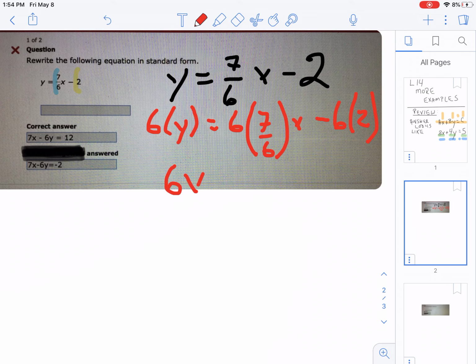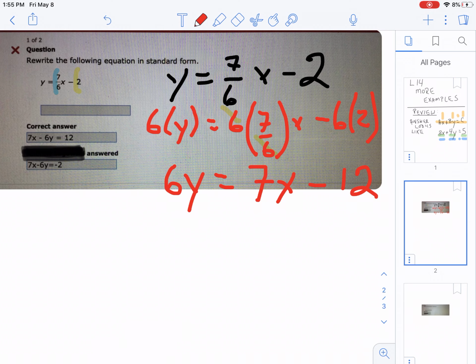Okay, we can multiply across. 6 times y is 6y. Now you can do this in 2 steps. You can say 6 times 7, which is 42, and then divide by 6 will give you 7. Or you can take a shortcut and say 6 divided by 6 is 1, and 1 times 7 is 7. So either way you do that, that's going to become 7x minus 6 times 2, which is minus 12. Now that we've gotten rid of the fraction, the numbers are easier to work with.